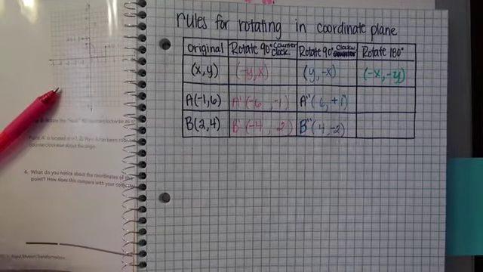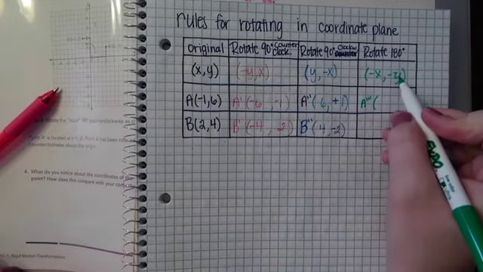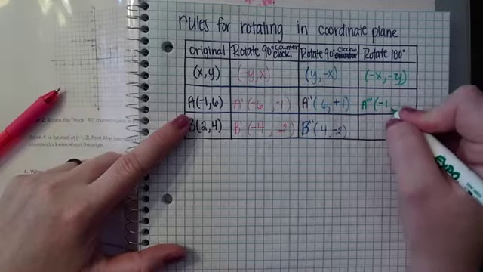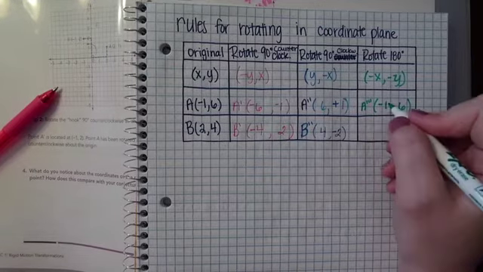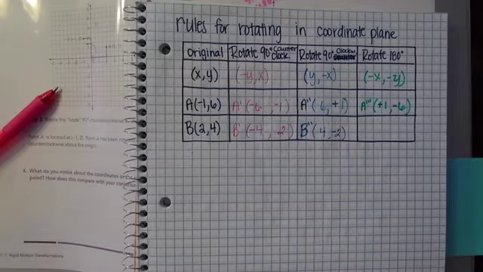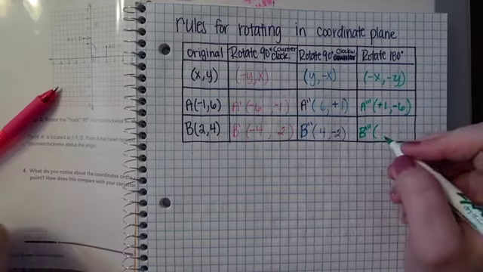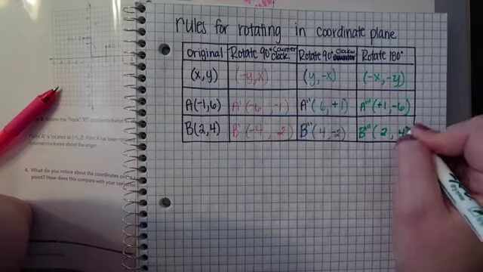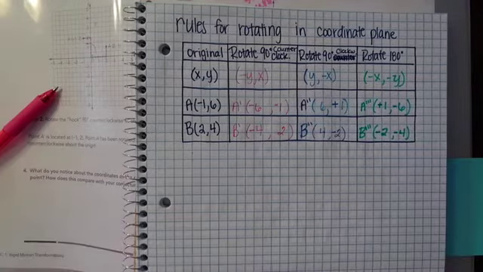Okay, let's do this one. So a triple prime. Notice it's x, y still. X, y. So they don't change. So I'm going to write negative 1, comma, 6. But notice they're both negative or both opposite. So I'm going to change this negative to a positive, and this one is positive, so I'm going to make it negative. Okay, then b triple prime, 2, 4. The order doesn't change. Both of them change signs, so they'd both be negative 2, negative 4.